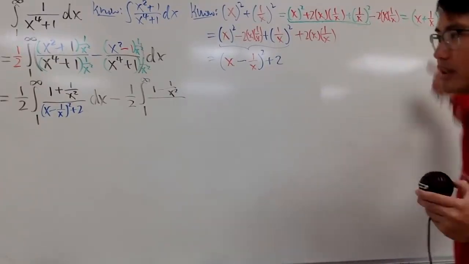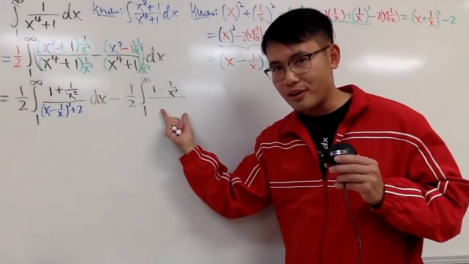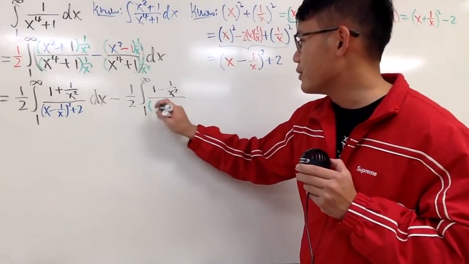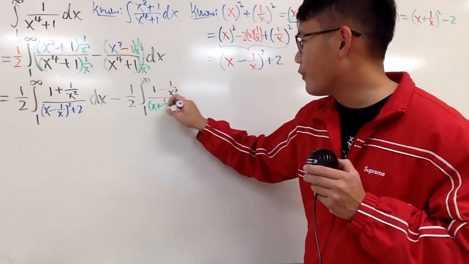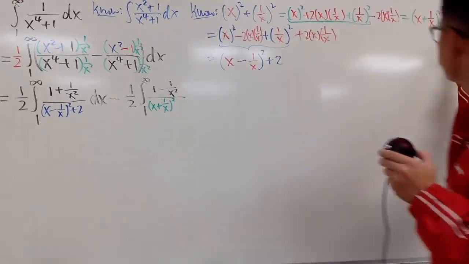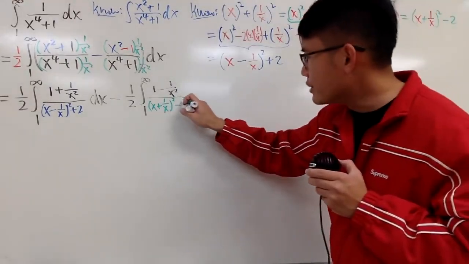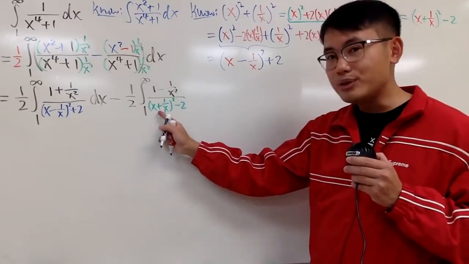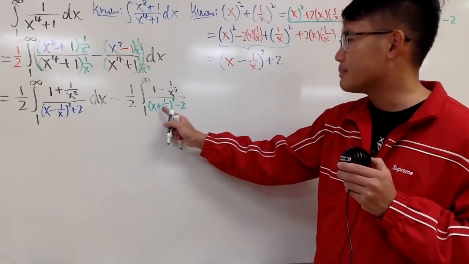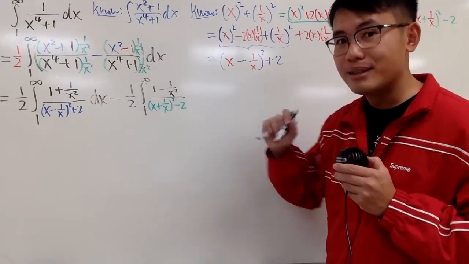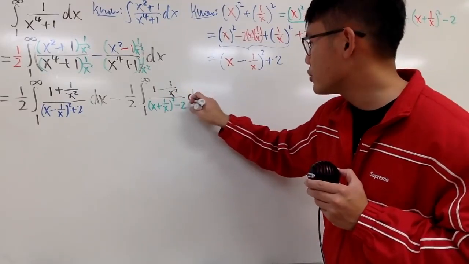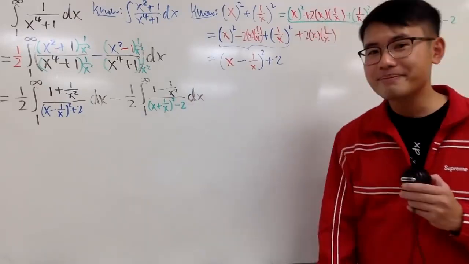I will use this for the new denominator right here. So let me write this down. You see, this is going to be x plus 1 over x inside, and you square that. And then you subtract 2 after that. Now, from here, you can just do a little u sub. The derivative of x plus 1 over x is exactly that. So we are good. So this is pretty much it, right?